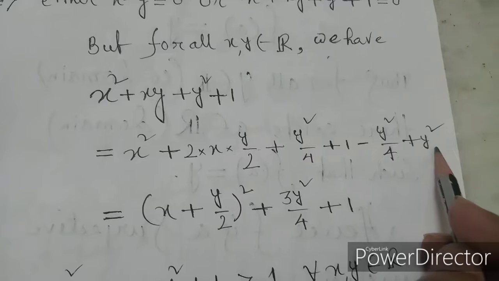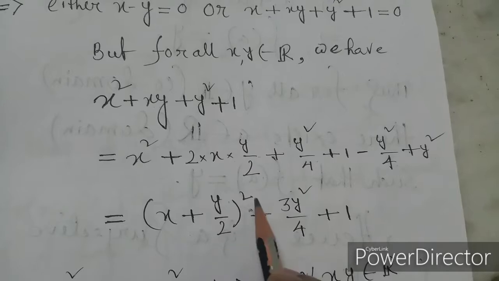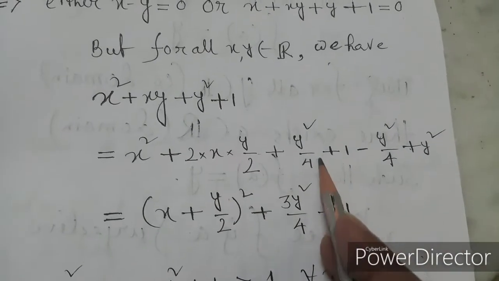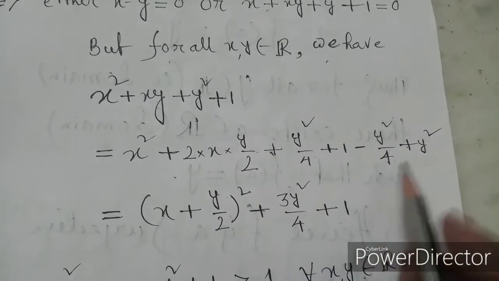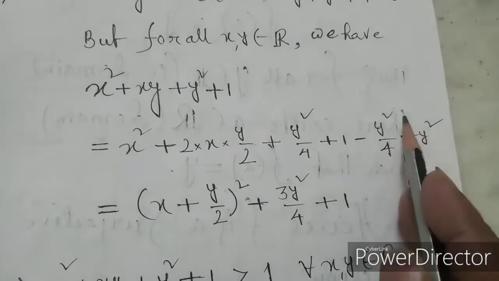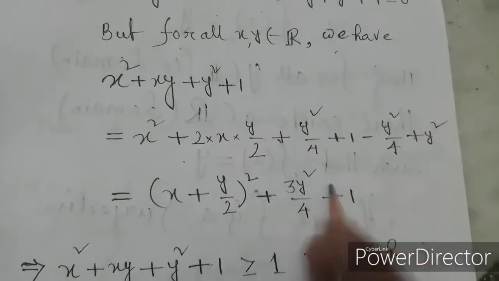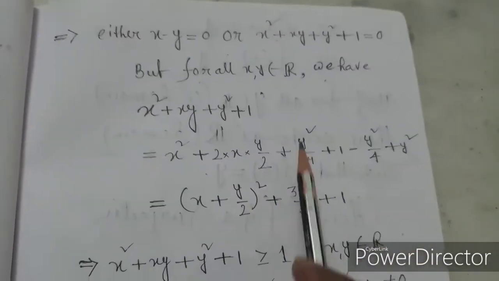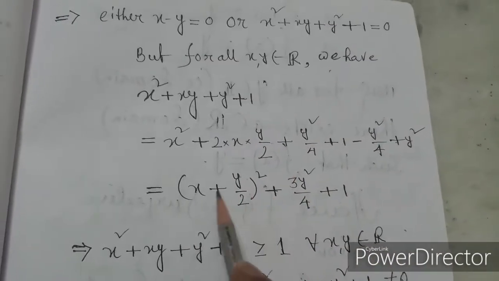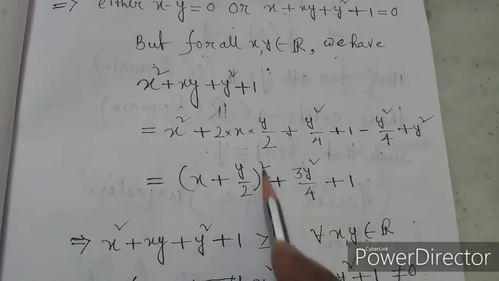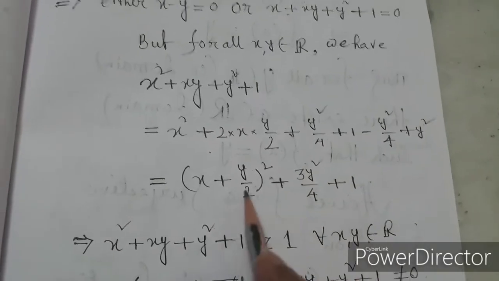Is it absolutely clear? So now from the first three terms, we can write (x plus y by 2) whole square, and this one plus 1, and that minus y square by 4 plus y square implies 3y square. It becomes 3y square by 4. It is absolutely clear. Since x, y are real numbers, belonging to R, this one cannot be negative, and that one also cannot be negative. It becomes 0 also, I think.